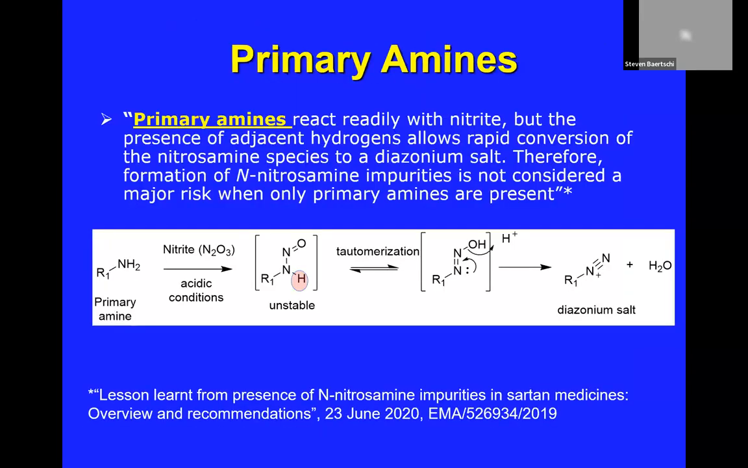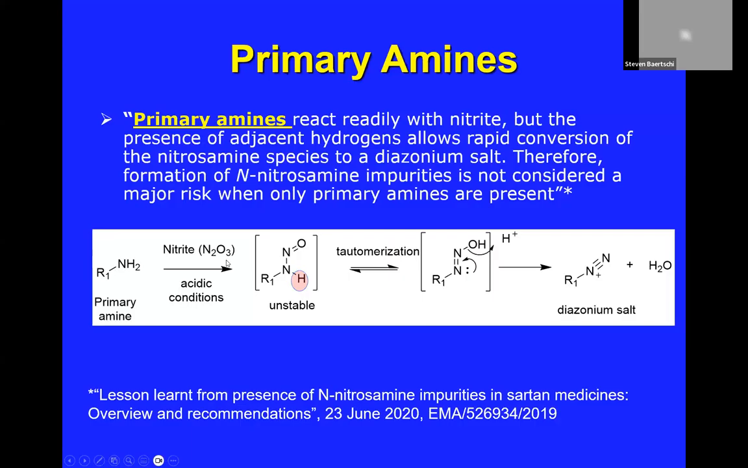Now let's talk about the chemistry associated with amines. So primary amines are not a concern, but people will say, why are primary amines not a concern? They're going to react with nitrite or N2O3 the fastest. They're going to form nitroso compounds very fast, but they're also very unstable.